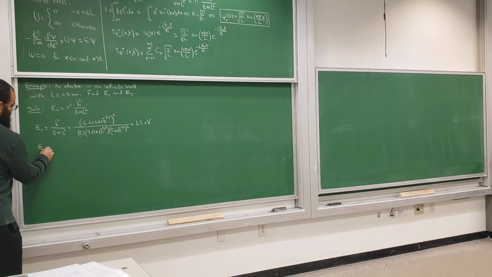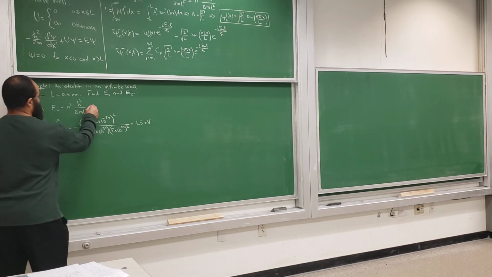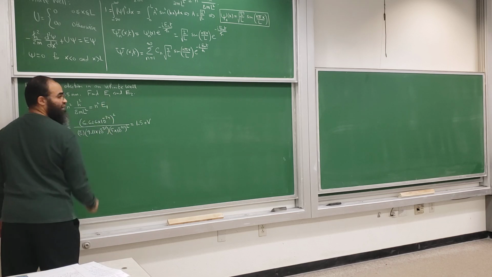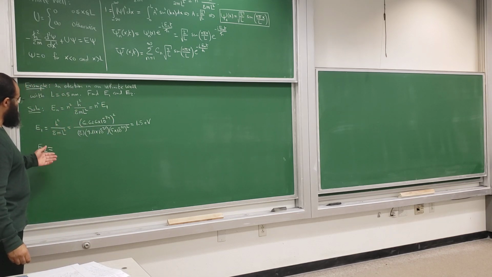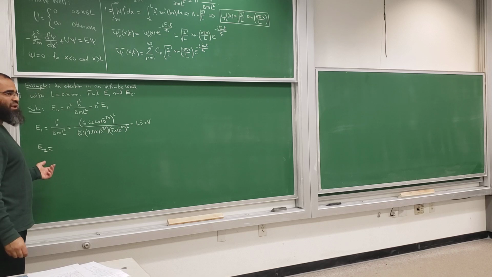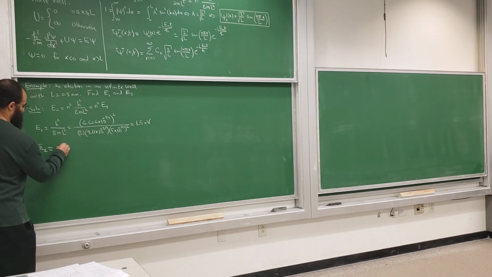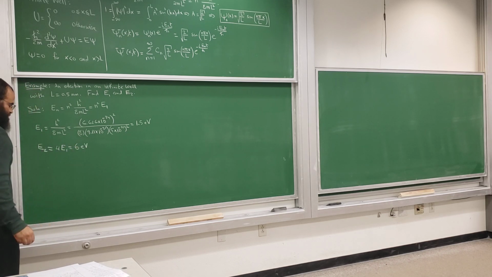Now, knowing E1, we can easily find E2. Notice, En is n squared E1, right? Because this part is E1. So E2 will be how many times E1? 4 times. Yeah, 4 times. 4 times E1 is going to be approximately 6 EVs.